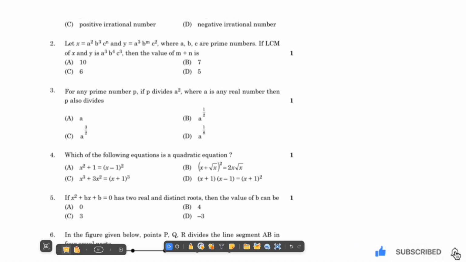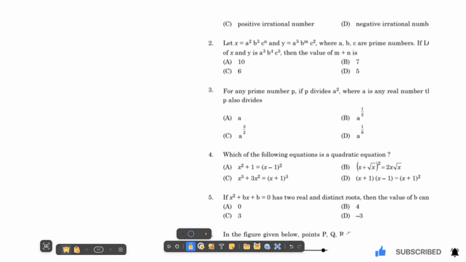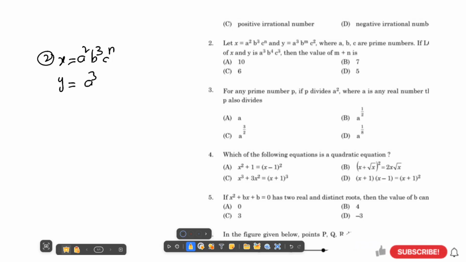To find the m plus n value, we have to find the m value and n value first. So let's write what is given first. What is the prime factorization of x? It is given that x is equal to a square b cube c power n. And y is a cube b power m c square, right? So what is given here? The LCM of x and y is given as a cube b power 4 c cube.